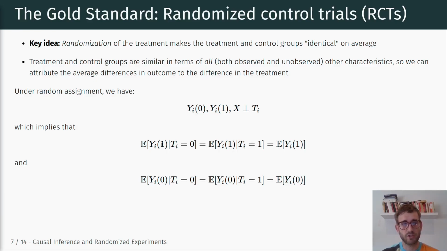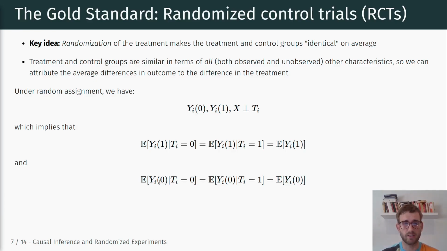Here we have the potential outcomes for observations for the treatment group among observations that were actually assigned to the control group, right? If treatment assignment is independent of these potential outcomes, then both of these expectations are equal, and they're just equal to the expectation of our potential outcome in the treatment. Okay, and the same holds for the control group.